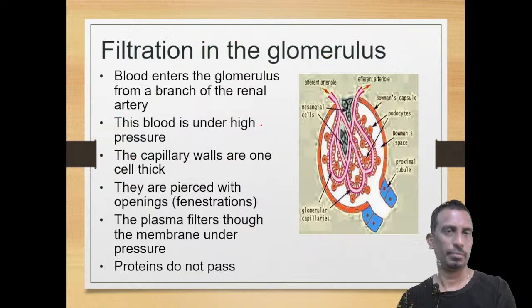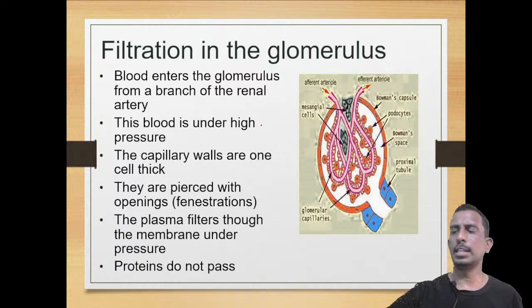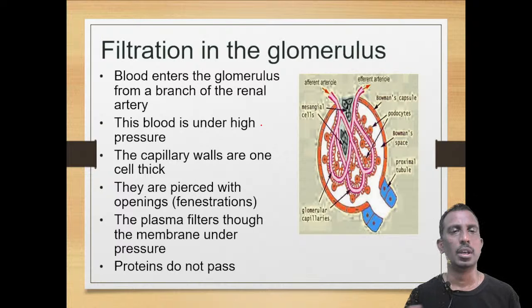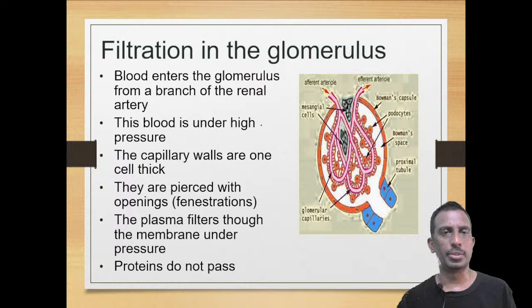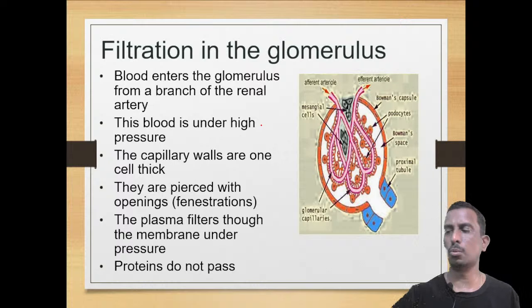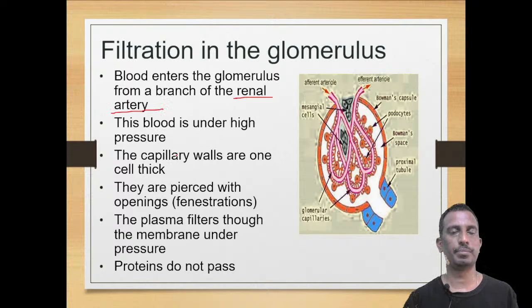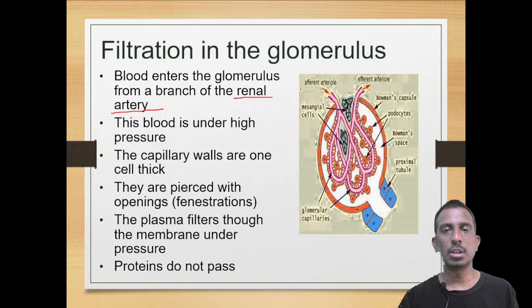So we'll see how the filtration of blood takes place, what actually takes place in the nephron. Whatever blood enters the glomerulus enters through the renal artery. The blood is under high pressure. It enters with high pressure through the afferent arteriole.